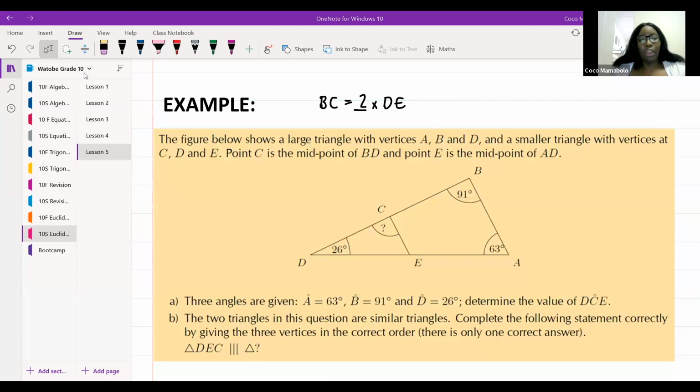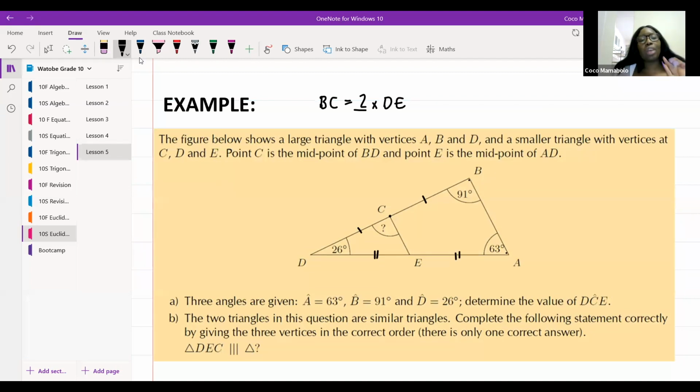All right, my sweetie. We're going to look at the information they've given us here. It says the figure below shows a large triangle with vertices A, B, and D. So we've got A, B, D. That's the triangle we're looking at. And a smaller triangle with vertices D, C, and E. And then it says point C is the midpoint of BD, which automatically tells me that DC is equal to CB because it's the midpoint, right? And then it says point E is the midpoint of AB. So now we know that DE is going to be equal to EA.